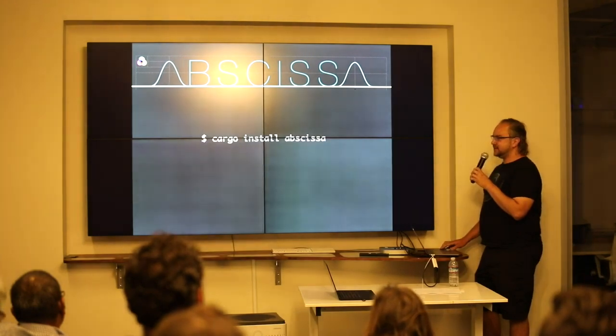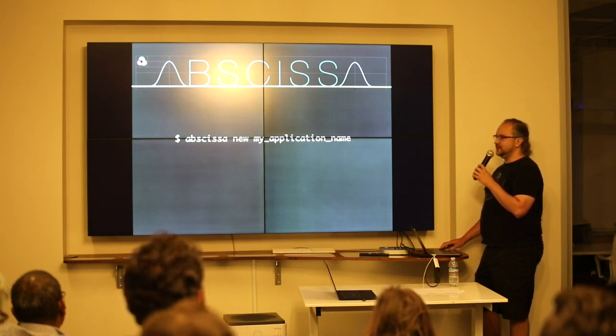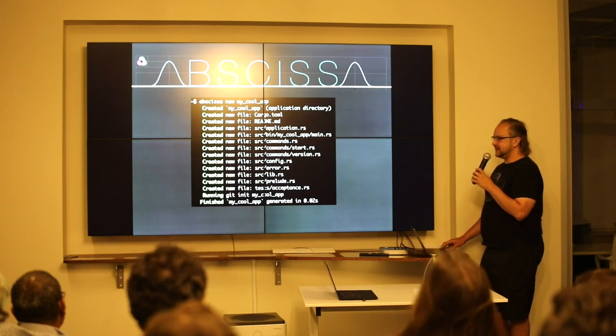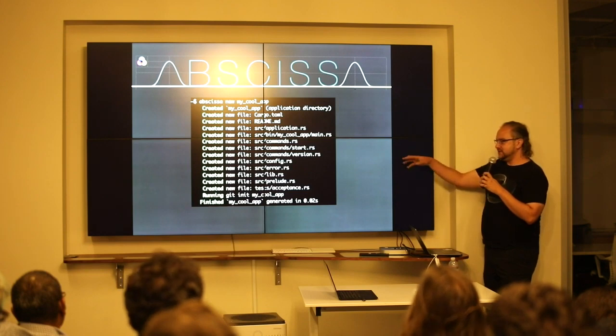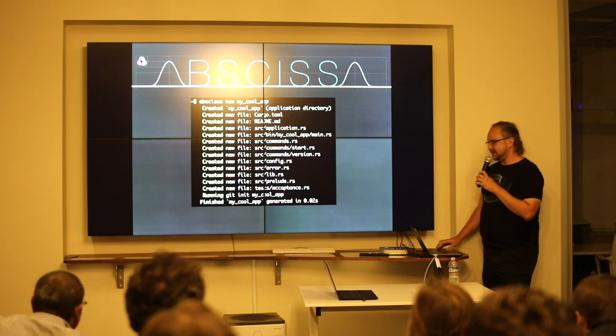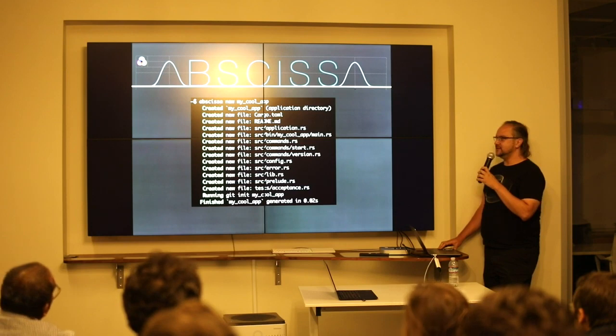So if you want to try it out, the main thing you want to do is cargo install Abscissa, and then this will install a little command line utility that contains an application boilerplate generator. So you do Abscissa new and give it an app name, and much like cargo new, it will spit out this entire app skeleton that's ready to go. It includes all of these little pieces, and it includes acceptance tests. It has its own built-in acceptance testing framework you can use to test your command line application.